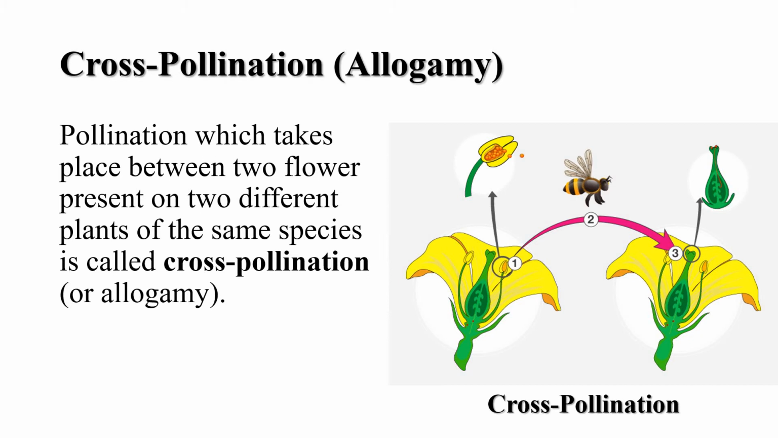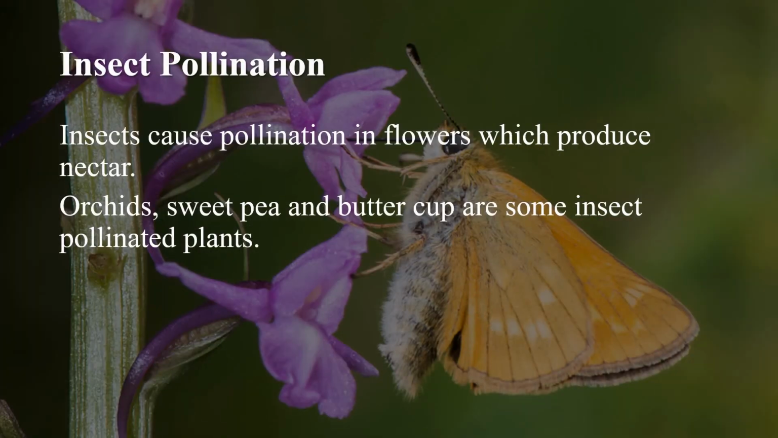Students, the pollen grains are carried to the stigma in any of the following ways. Let us know about the different pollinating agents. First is insect pollination. Insects cause pollination in flowers which produce nectar. Nectar is a concentrated solution of sugar. Flowers may be highly colored or strong smelling to attract insects.